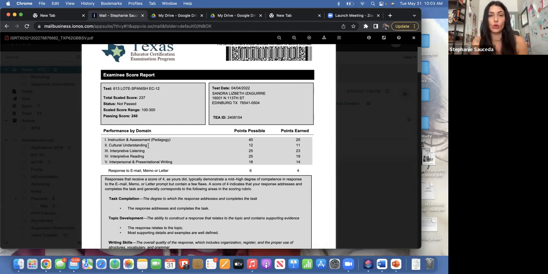So just looking at your scores, you have about 50% in instruction and assessment. So we're going to hit that really hard. Everything else, you're very close, almost there. It's just the pedagogy and assessment.